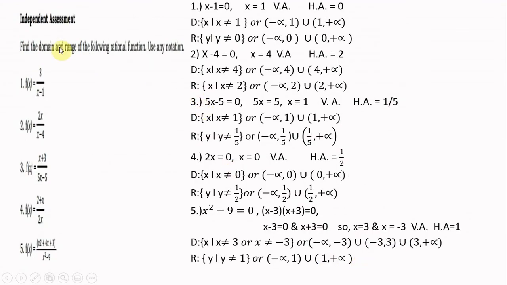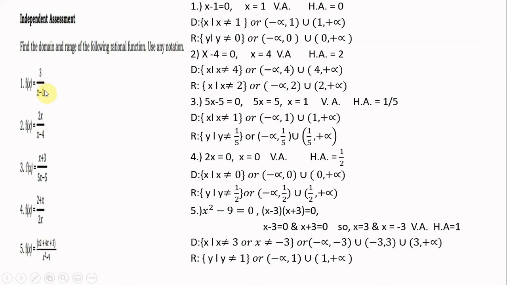Okay, now independent assessment. Find the domain or range of the following functions using any notation. So number 1, the same procedure we did on the previous. 3 over x minus 1, equate the denominator into 0. So x minus 1 equals 0. So x equals positive 1. This is our vertical asymptote. And get its horizontal asymptote.